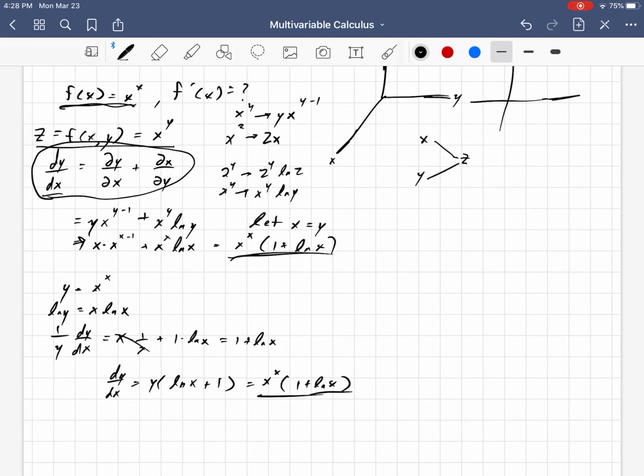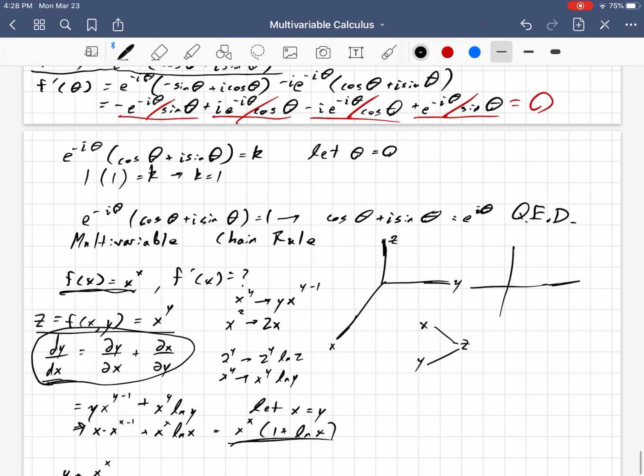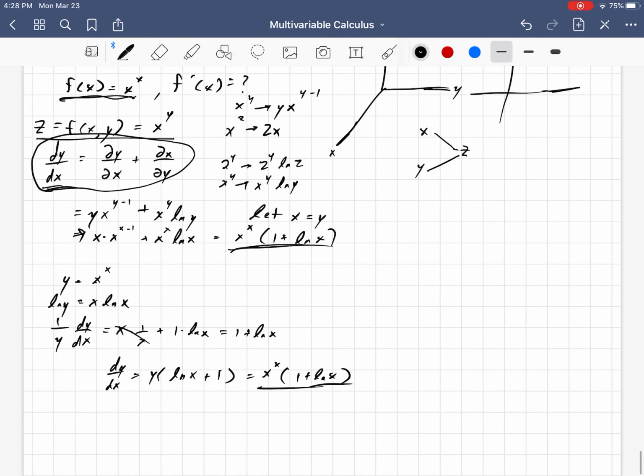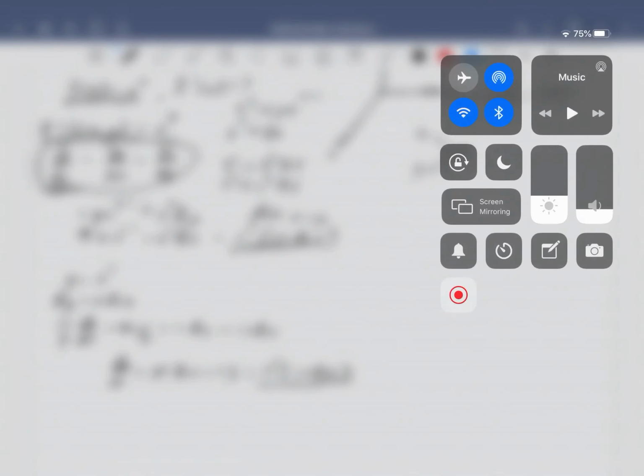It really just comes down to this idea, and I'll just say it once more. The idea is that the total change dy over dx is the sum of the individual changes when x is a variable and y is held constant, and when y is a variable and x is held constant. That's what the multivariable chain rule is saying in this particular example.